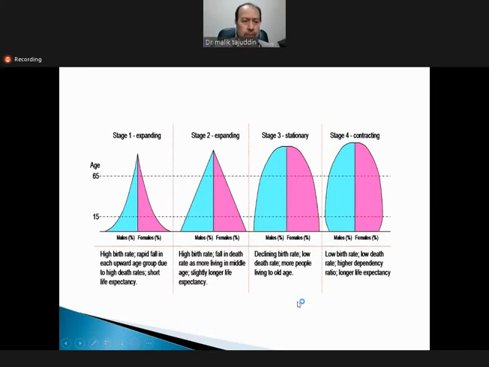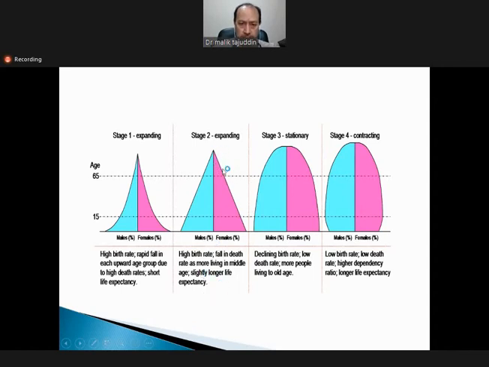So you have the first stage: high birth rate, rapid fall in each upward age group due to high death rates and short life expectancy. You can see after 65, they are not surviving, very few people. Then the second stage: high birth rate, the death rate has started to decline, a fall in death rate as more people live in middle age groups and slightly longer life expectancy.